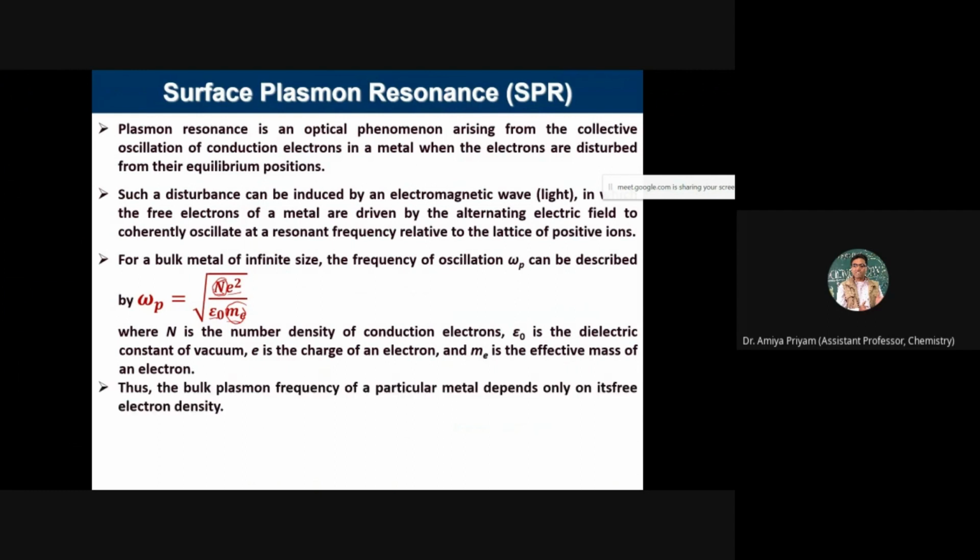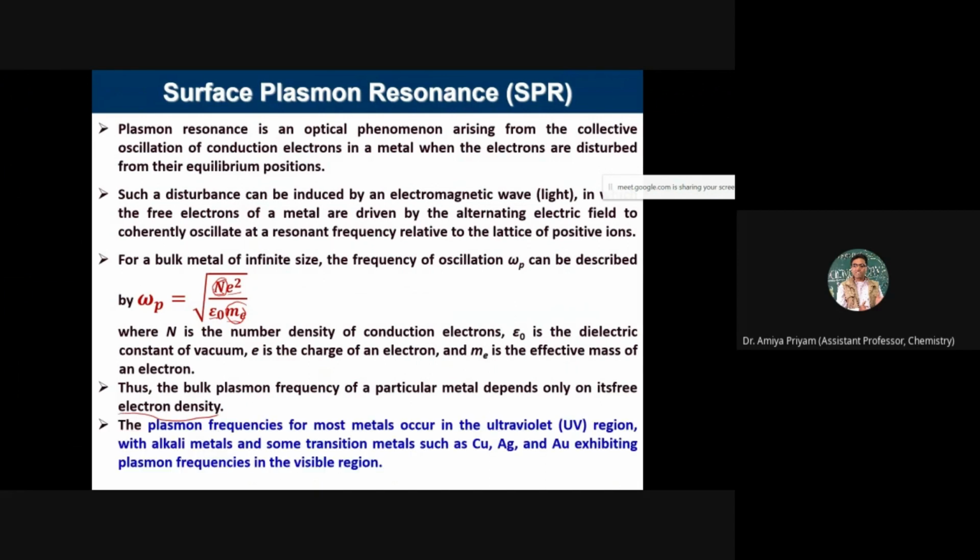The bulk plasmon frequency depends only on these. You can say that yes, effective mass also changes from metal to metal, but it's the electron density which is mainly affecting it as far as this equation is concerned. So we found that it can be this. It was also discussed yesterday that all the metals have a certain plasmon frequency.